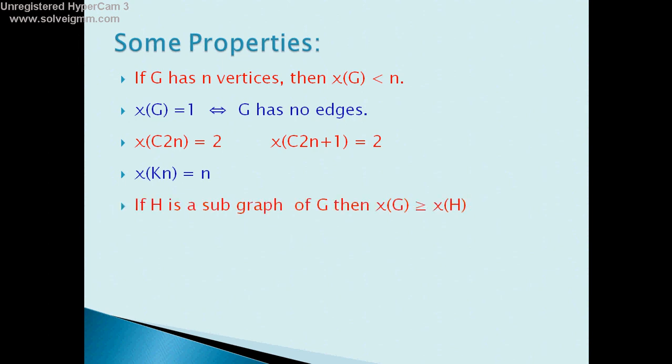If H is a subgraph of graph G, then the chromatic number of G is at least the chromatic number of H. This should make sense because imagine you have a graph G and inside it a small graph H. You need a certain number of colors to color that small portion. You need at least that many to color the whole graph. For example, if you find a triangle inside your graph, then you know you need at least 3 colors to color the whole graph.